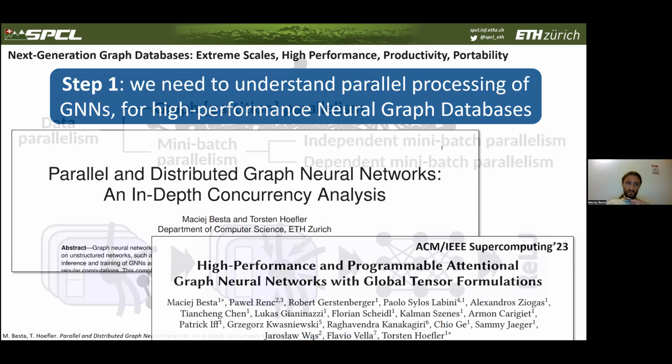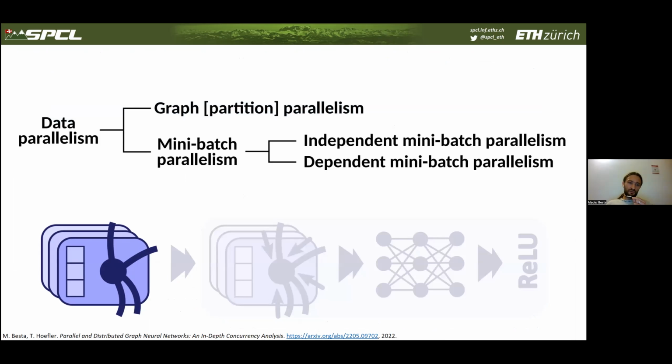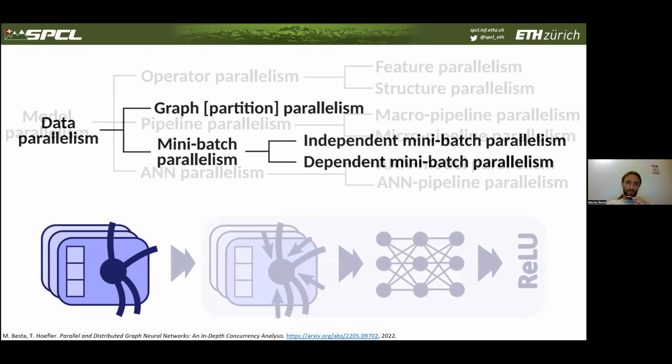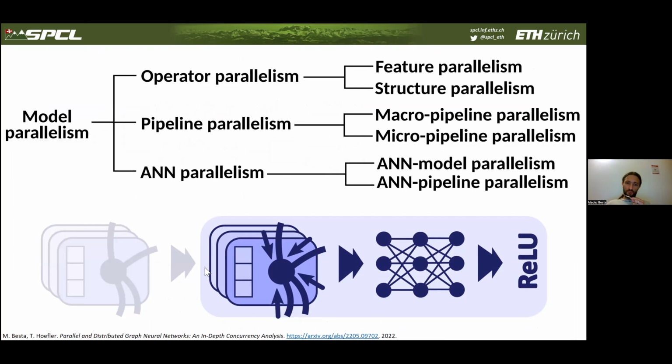In our taxonomy, on one hand, we try to understand the parallelization of the data aspects, so how to parallelize the processing of the pipeline by parallelizing the processing of the samples. Here we identify a bunch of variants, such as graph partition parallelism or mini-batch parallelism, but also model parallelism, so how to parallelize the whole part on the right side, which is really the pipeline of the model itself. Here we also identify different opportunities for parallelization, things like operator parallelism, pipeline, and artificial neural network parallelism. Again, all the details are in the papers.